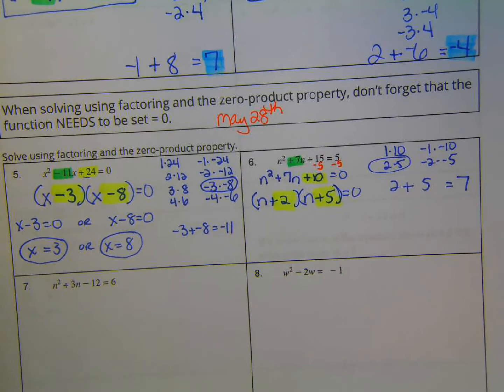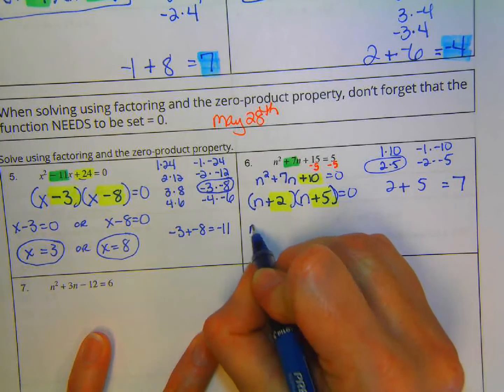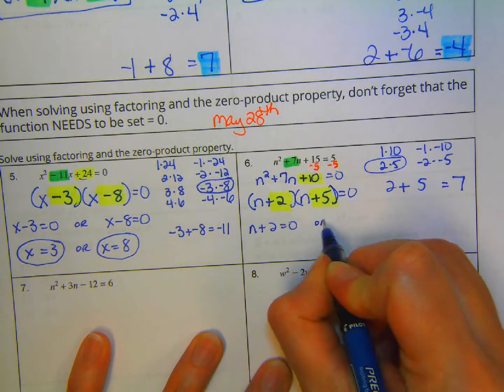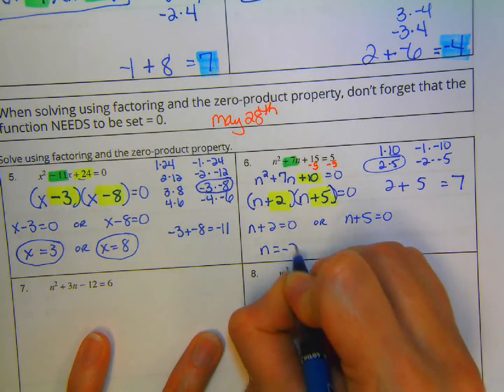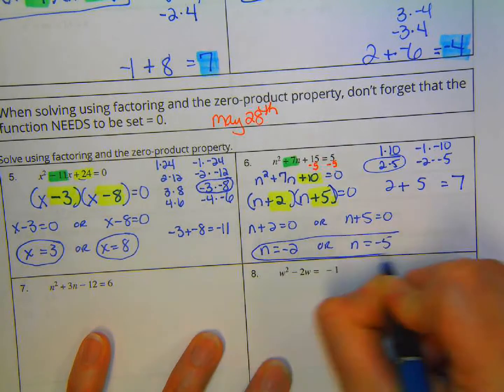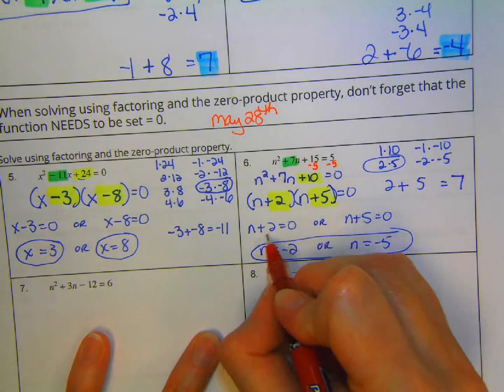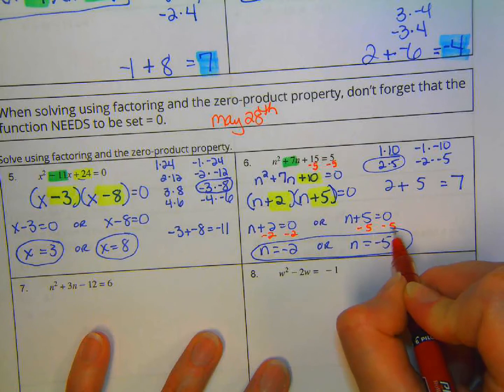And then we know that this has to be equal to 0, or this has to be equal to 0. So n equals negative 2, or n equals negative 5. If you're not seeing where that's coming from, I'm subtracting 2 from both sides here and subtracting 5 from both sides here.